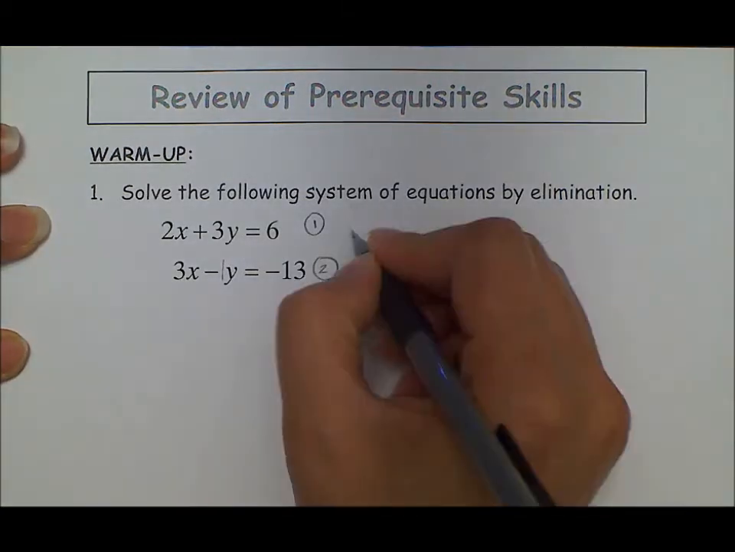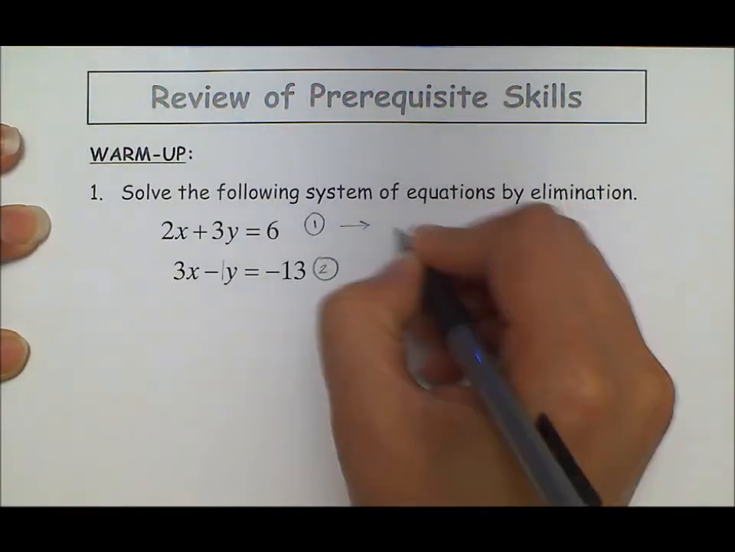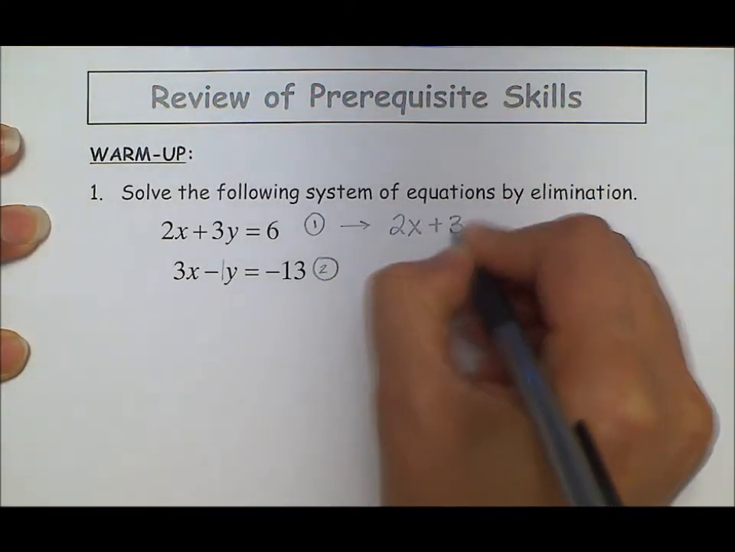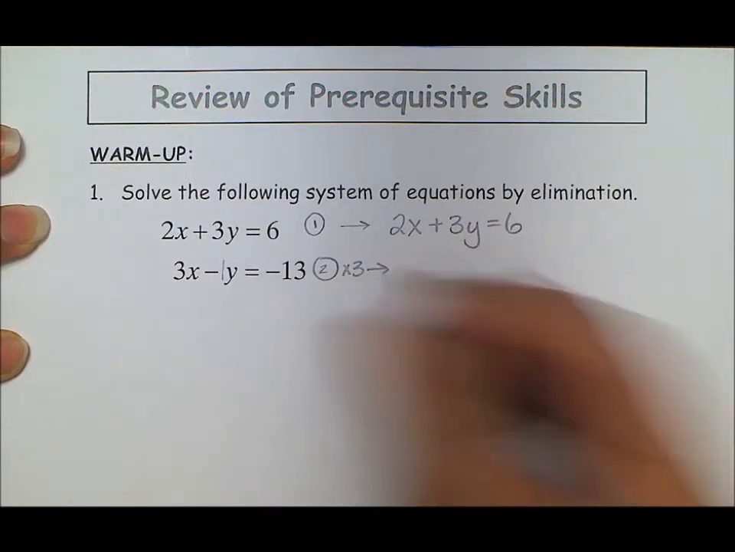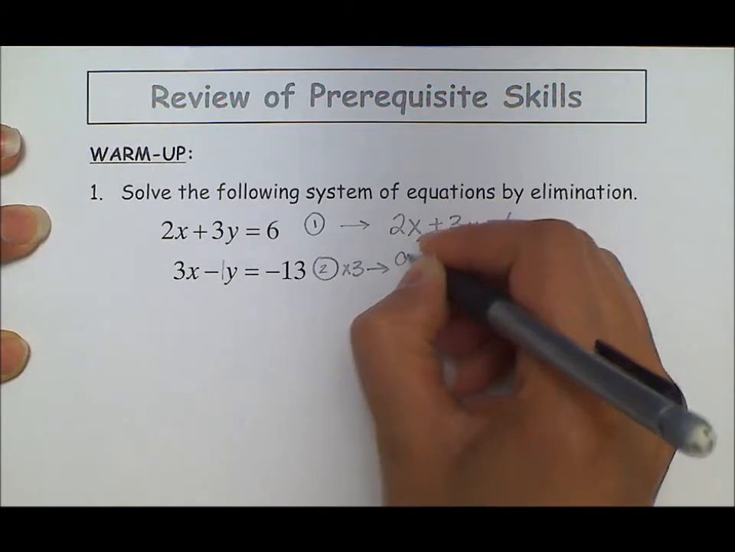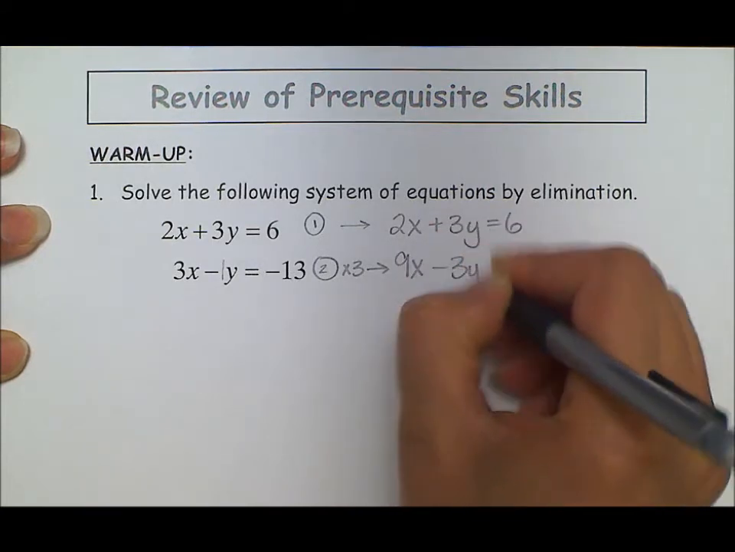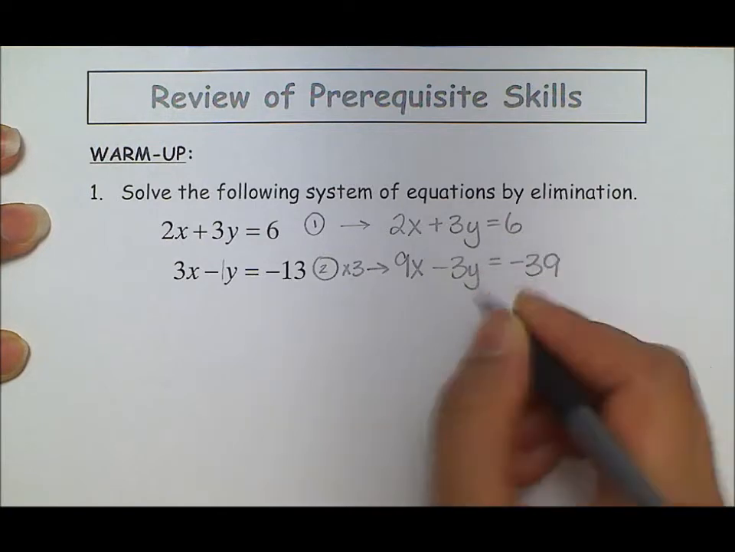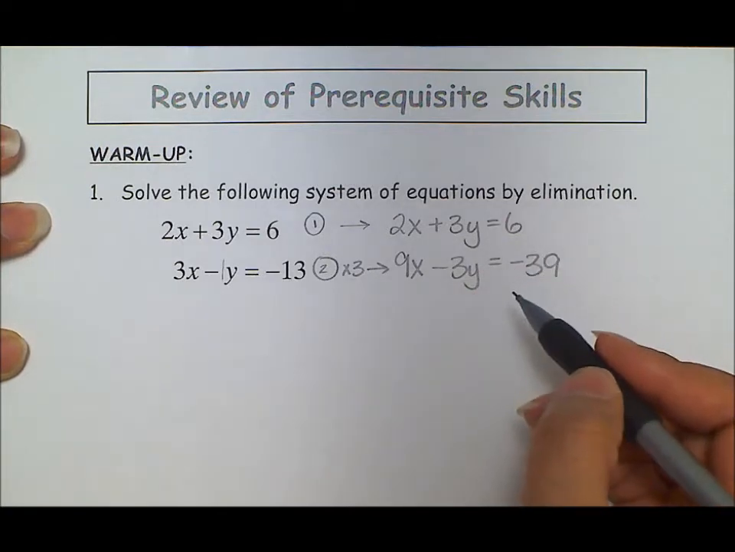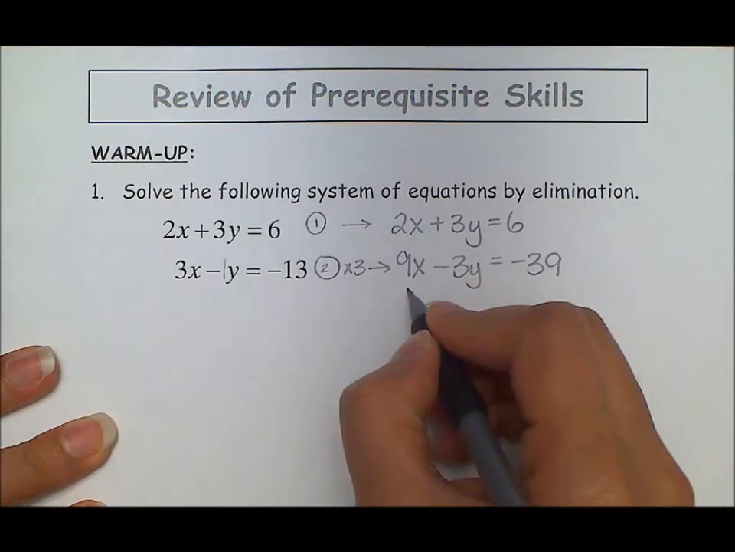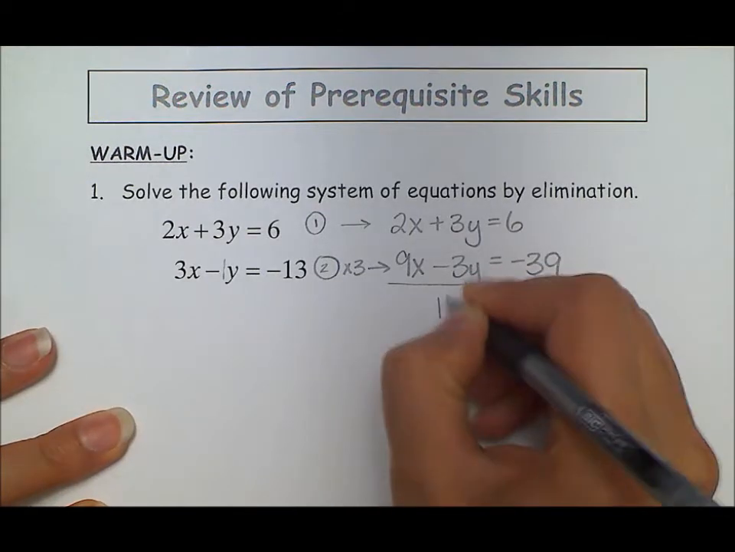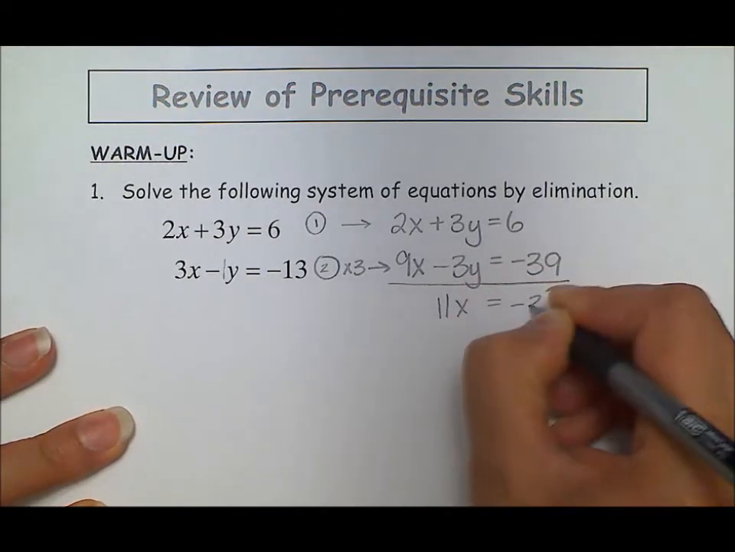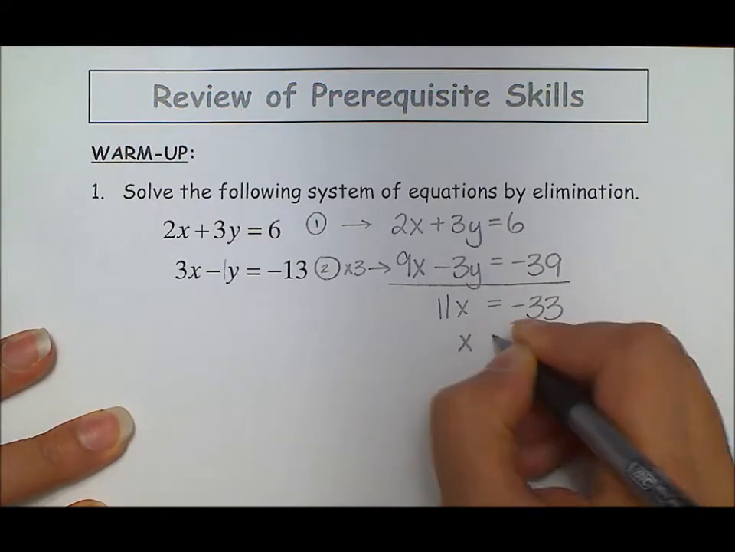Okay, so what I'm going to do is leave the first equation the way it is, and I'm going to take the second equation and multiply it by 3 so that the coefficients are the same. So this is going to become 9x minus 3y equals negative 39. And now I'll notice that the coefficients of y are the same, and now I can add the two equations since the signs are opposite, and adding the two equations will eliminate the variable. And so I'll get 11x equals negative 33, and then divide both sides by 11 to get x equals negative 3.